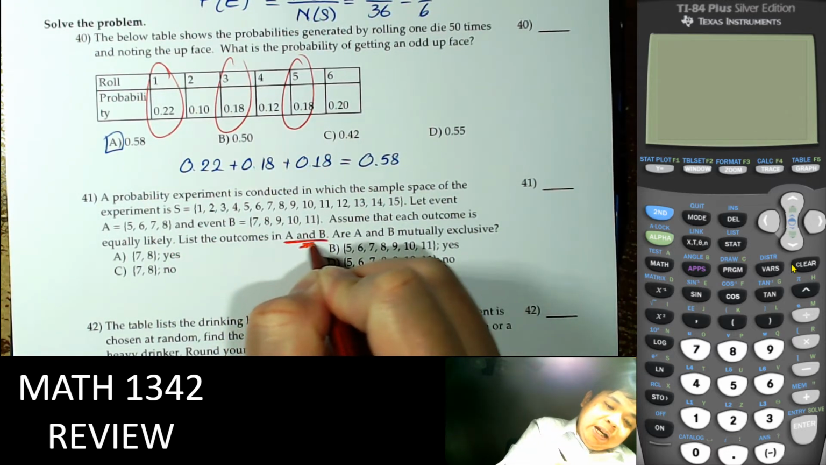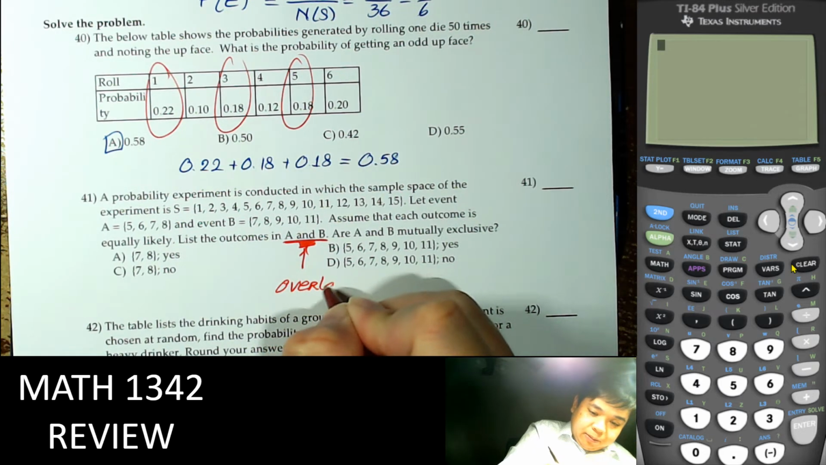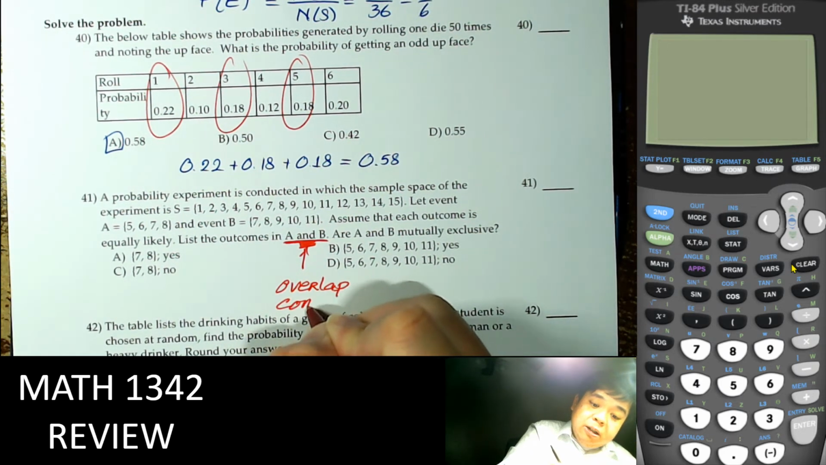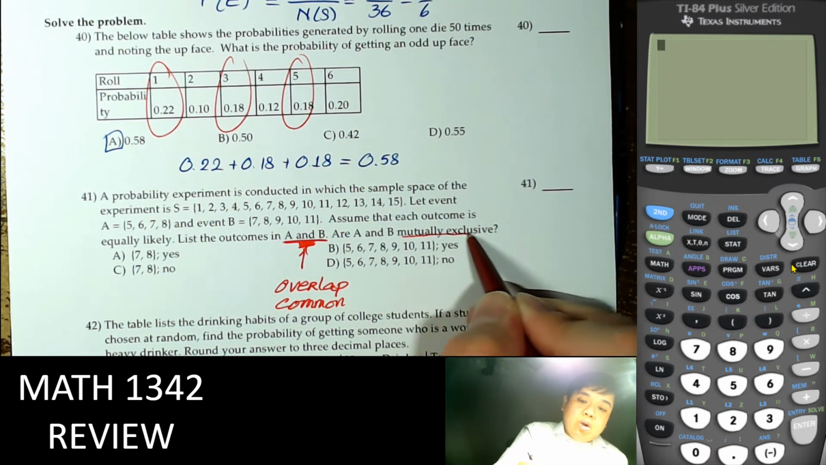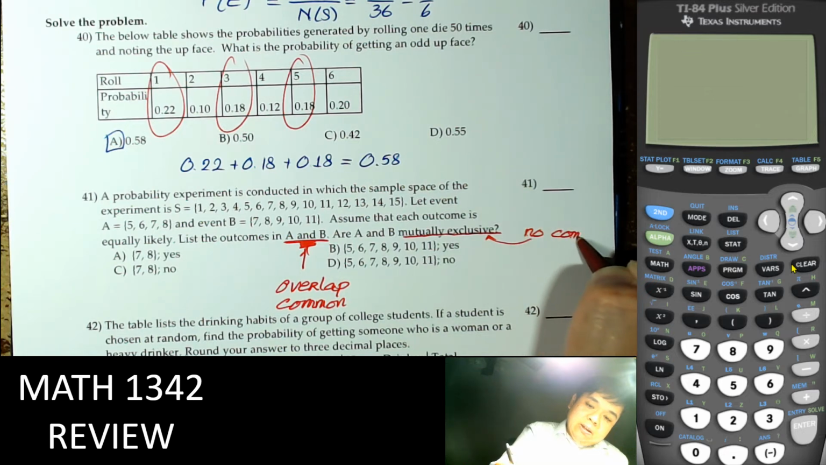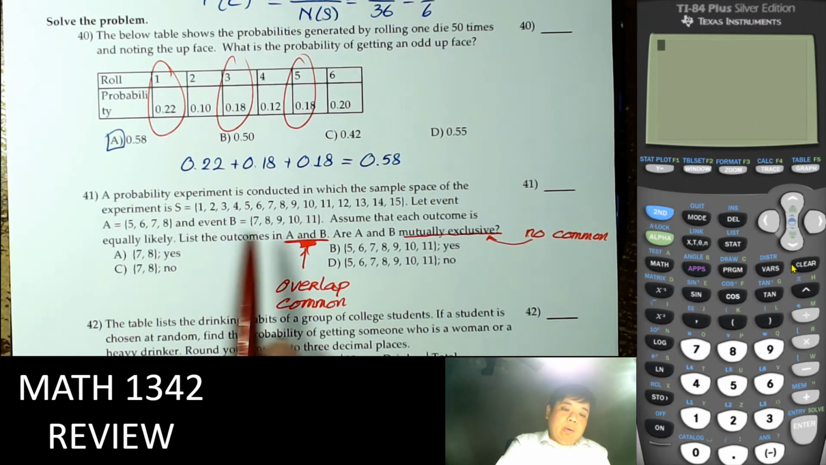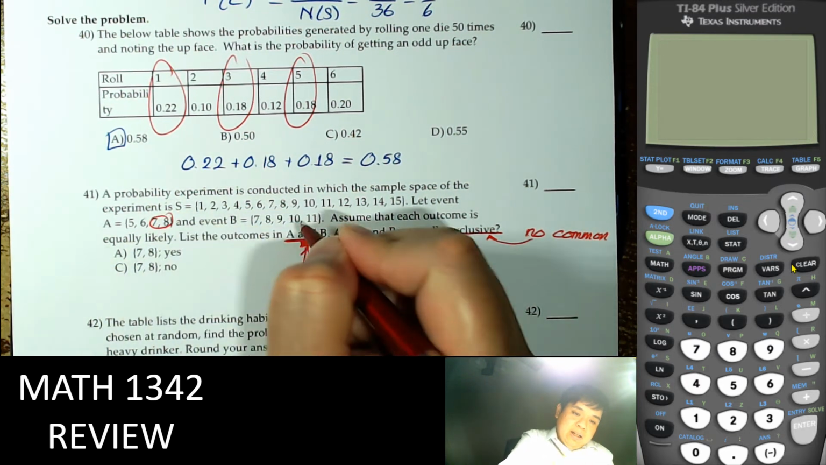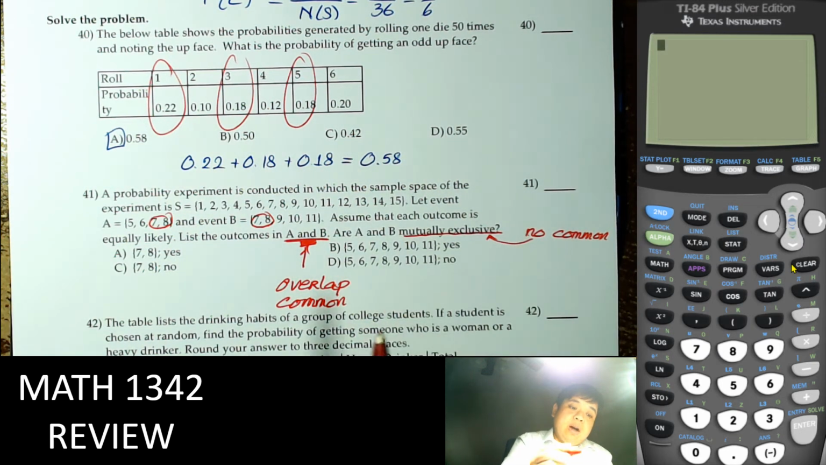The word "and" here means the overlap, or something in common. And if there's nothing in common, it is called mutually exclusive, when there are no common elements. Right, so when we look at this, the 7 and 8 belong to both A and B because they have something in common. They are not mutually exclusive.